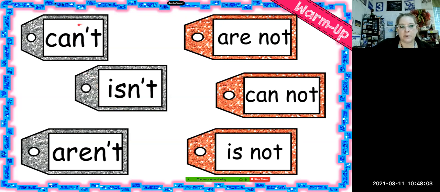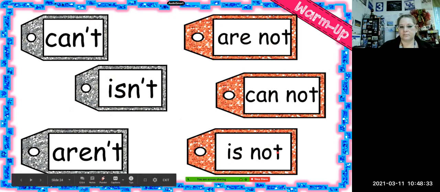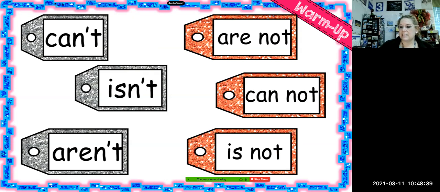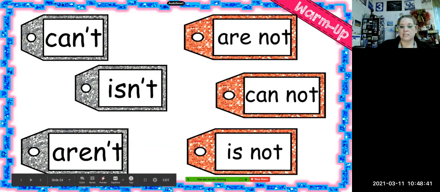And look, the last part of the contraction is the apostrophe T. And that is what not ends with, is the T. And the apostrophe is taking the place of the N and the O. Let's look at the next one. We have isn't. Okay, there again, first part of the word is is. Which one of our word pairs starts with is? Is not. So, do you think isn't might be a contraction for is not?